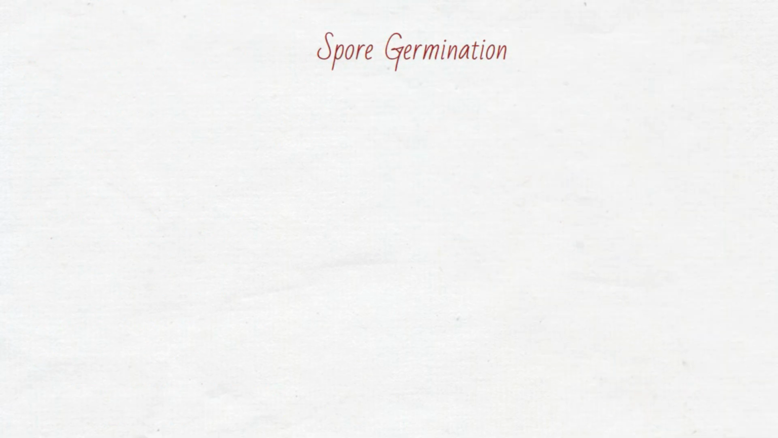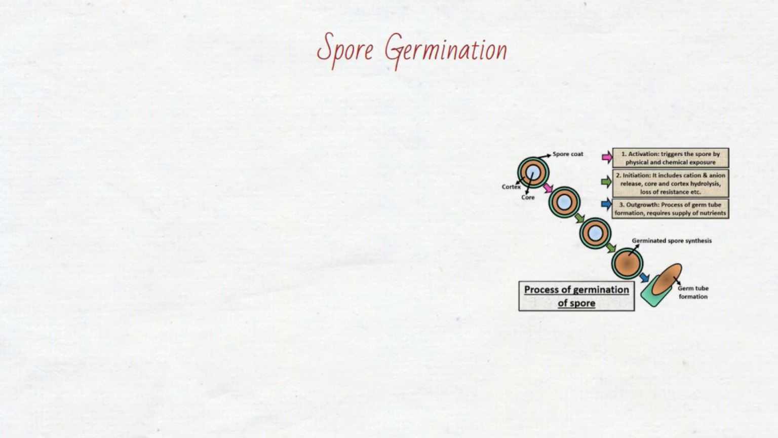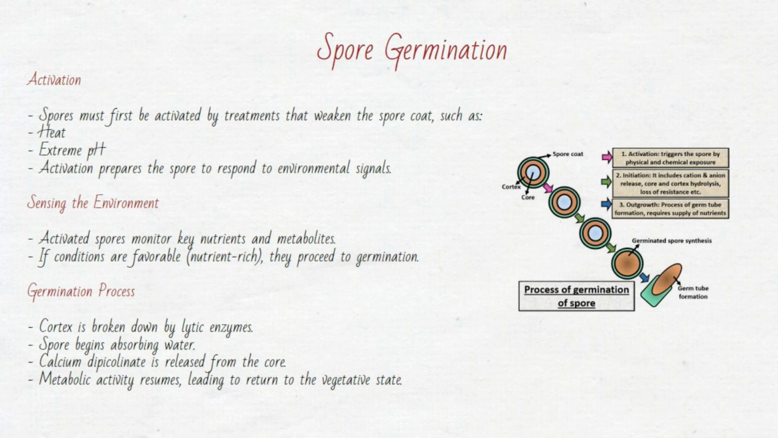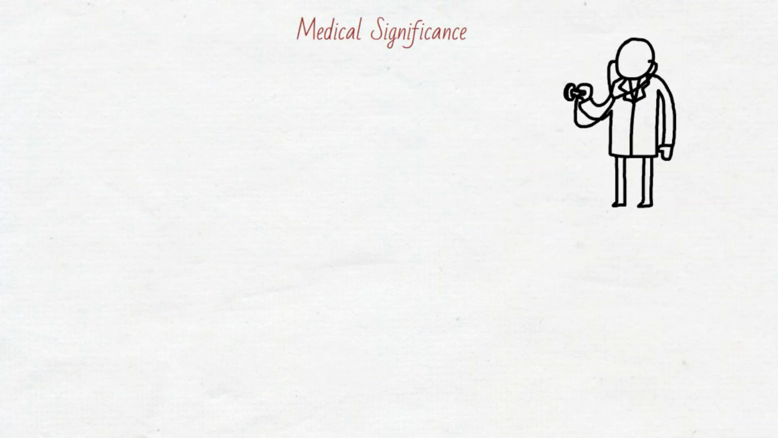Spore germination. To return to the vegetative state, spores must first be subjected to a treatment that weakens the spore coat, such as heat or extremes of pH, thus allowing germination to occur. This is called activation. If the activated spore is in a nutritious environment, which it senses by monitoring various key metabolites, it begins to germinate. This process involves destruction of the cortex by lytic enzymes, followed by uptake of water and release of calcium dipicolinate from the cell. Which brings us to the classic food safety example, Clostridium botulinum spores.